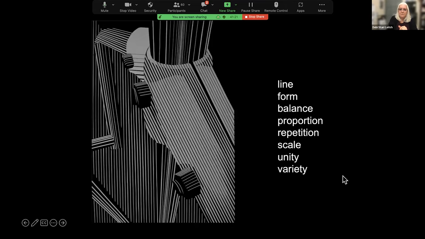Example. So here is a black and white image. These were done with tape. Some classes use Cricut machines, things like that. This can be done in pen and ink, depending on whatever school, but it's about line, form, balance, proportion, you know, so you also have repetition, scale, unity, variety.